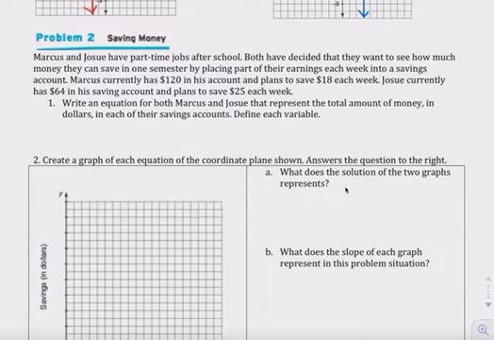Okay, now, Marcus and Josue have part-time jobs after school. Both decided they want to see how much money they can save in one semester by placing parts of their earnings each week into a savings account. Marcus currently has $120 in his account, and "and" means plus, he plans to save $18 each week. 18 each means times the number of weeks.